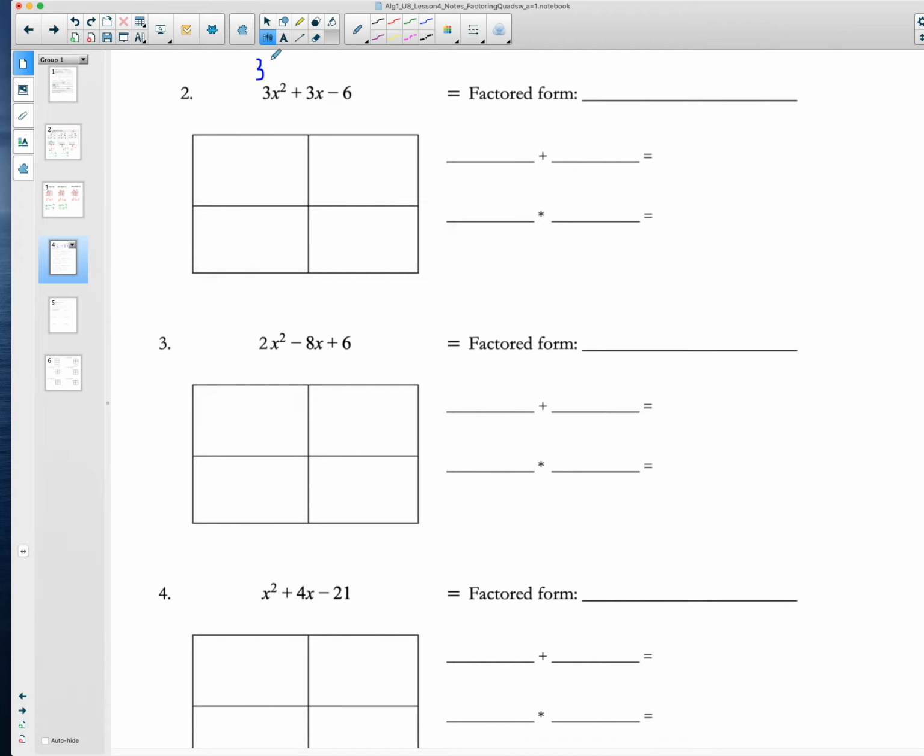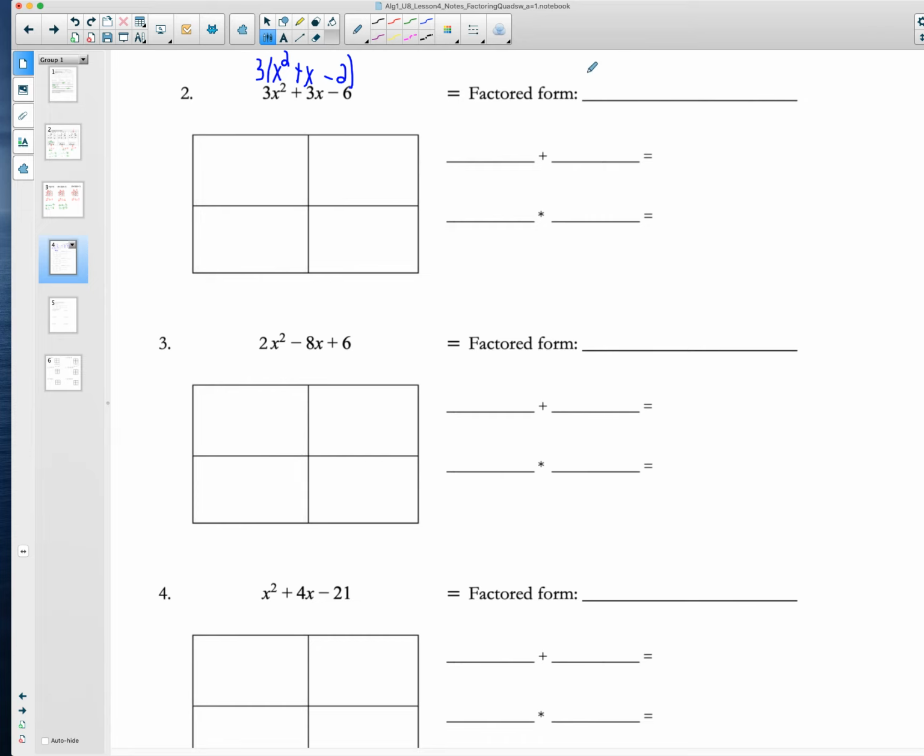All right, and if I take a 3 out of that first term, I'm going to be left with x squared. If I take a 3 out of our middle term, I'm going to be left with a positive x. And if I take a 3 out of that last term, I'm going to be left with a negative 2.